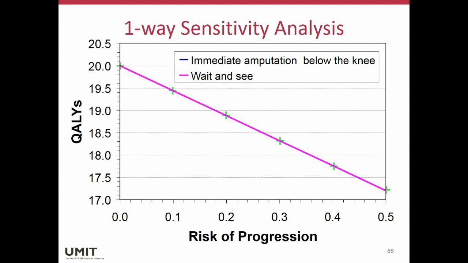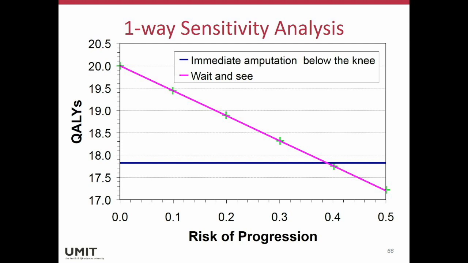How does the other line look? That's the line for wait and see. The immediate amputation, how does that line look? That doesn't even depend on the progression, so we will have a horizontal line with a value we have calculated before. And that is very nice because it gives you another piece of information. It gives you a threshold where the decision tips, which is around 0.4.